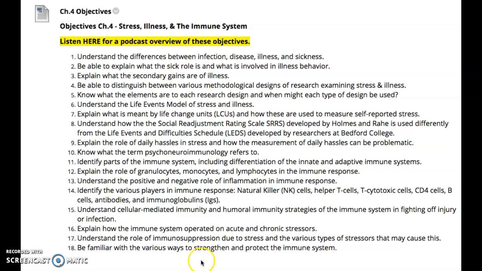And then lastly, be familiar with the various ways that we can strengthen and protect the immune system. And what better time to be talking about it than during a pandemic? How can we, as people, protect ourselves and live healthy, and try to boost our immune system and do all that we can to protect it. Okay, that sums up the objectives for Chapter 4.